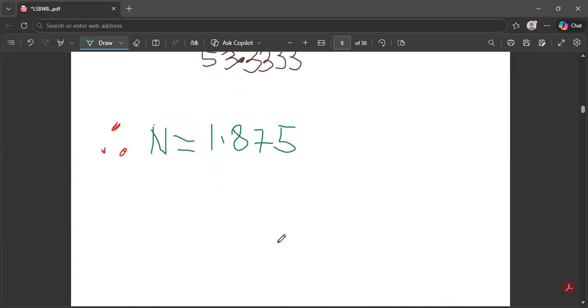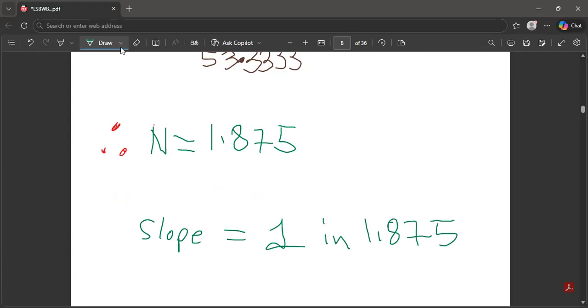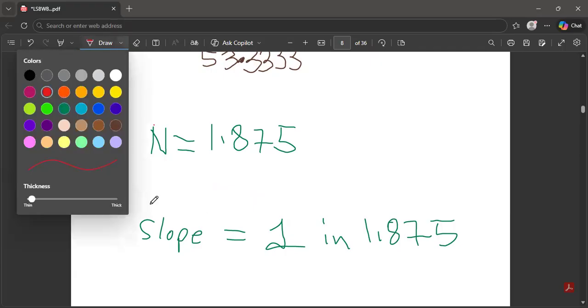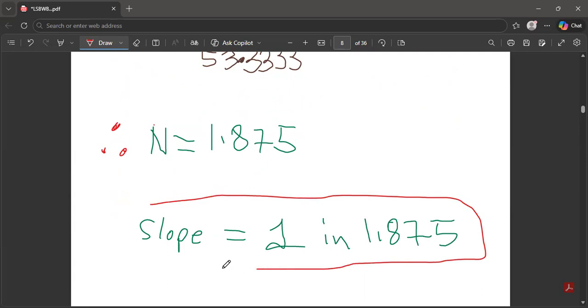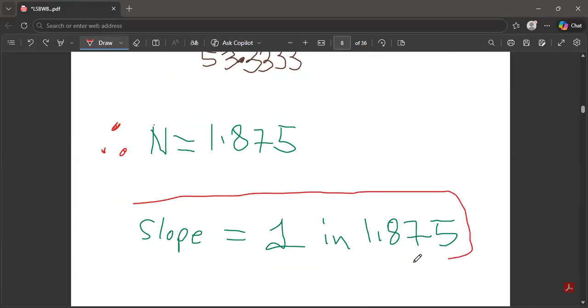Okay. So we can say that the slope can also be called 1 in 1.875. Slope can also be written as this. The slope can also be written in this way.